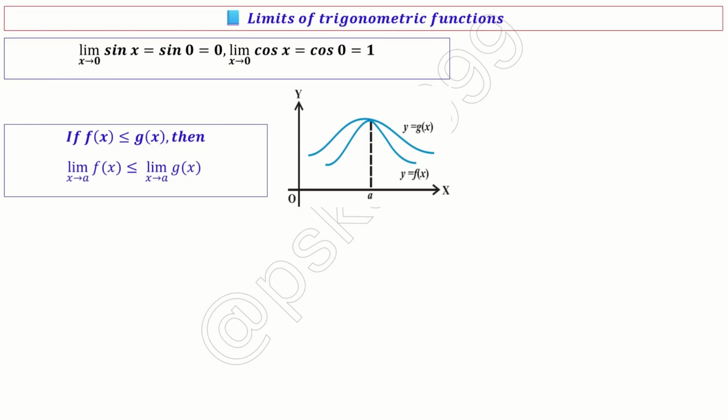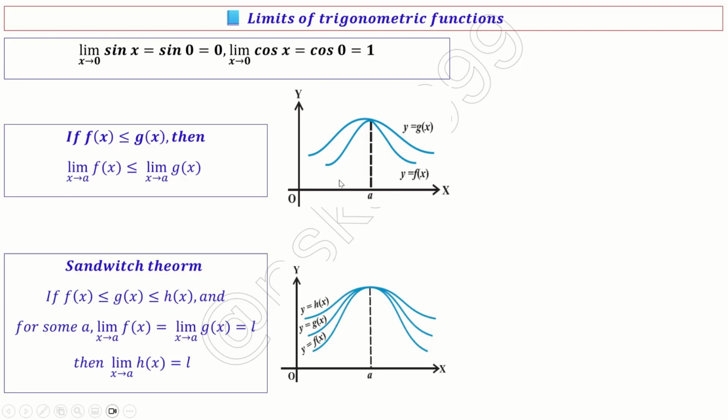And those two functions can be anything like this. They can come very close, but f of x will never cross the g of x value. Okay, it will always be less than or equal to. That's it. It will never cross. This is how this is.